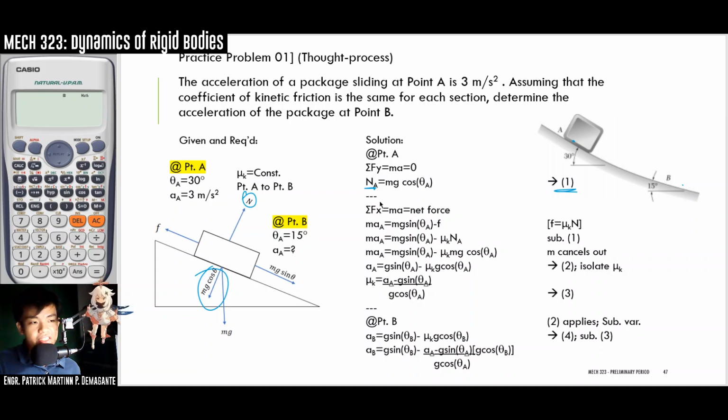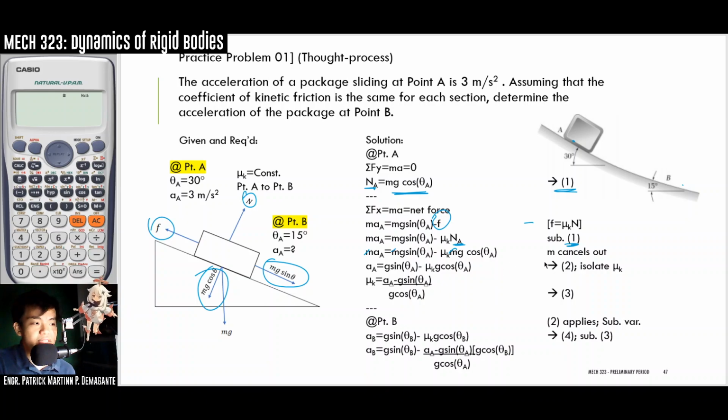Then, summation of forces along x is equal to MA or is equal to the net force. Then, MA is equal to the summation of forces, the mg and F. We know that friction is equal to mu N. Substitute mu N to F. We'll have this equation. Then substitute the value of N from equation 1. Then M cancels out, this M and this M, kasi meron siya in every term.